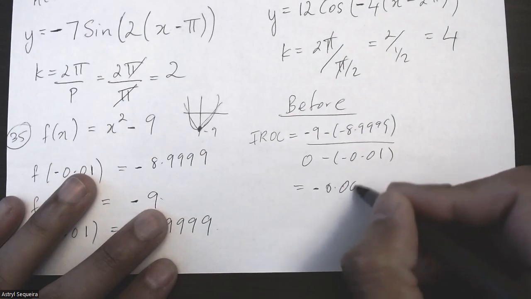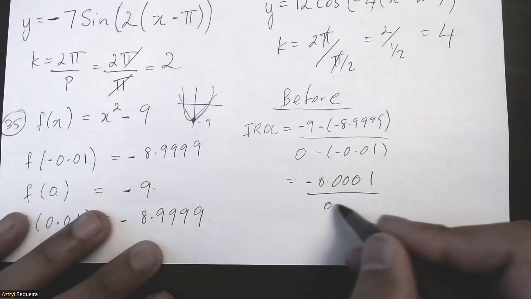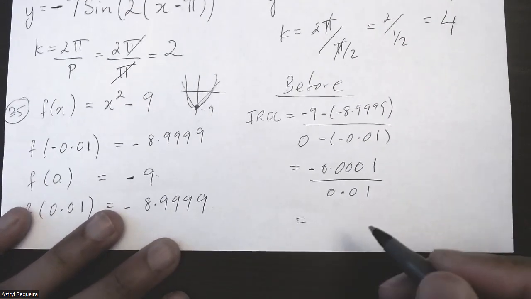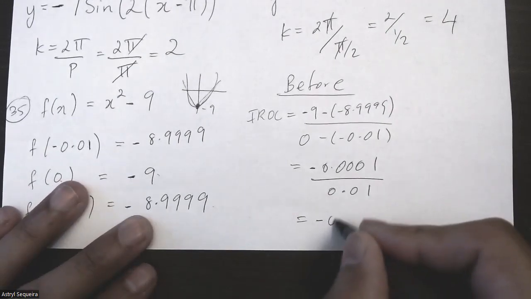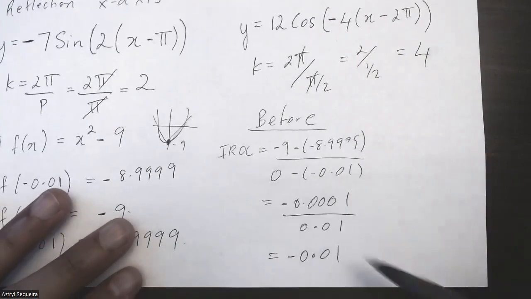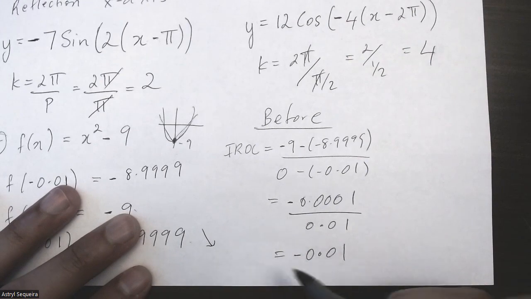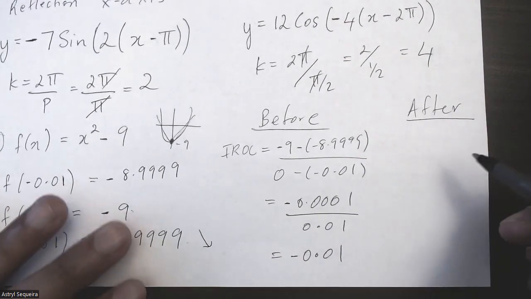Negative 0.0001 divided by the bottom, which is just going to be positive 0.01. And this is going to be negative 0.01. So we've already proved that the slope before is negative, going down before the point at x equals 0. Now I've got to prove that the slope after is positive.